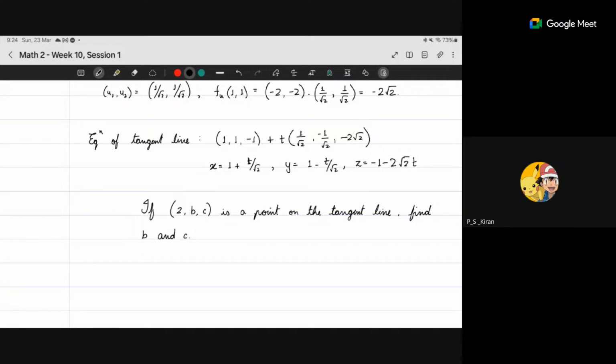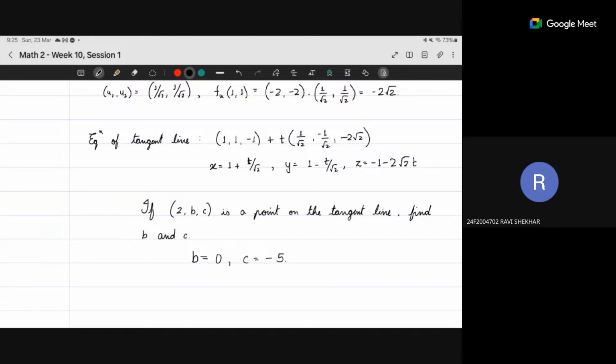y is 0 and z is minus 5. So b is 0 and c is minus 5. Minus 5, is it? Yeah, this is correct. Does everyone know how we got here? I could get the value of t as root 2, but after that I'm not able to proceed.